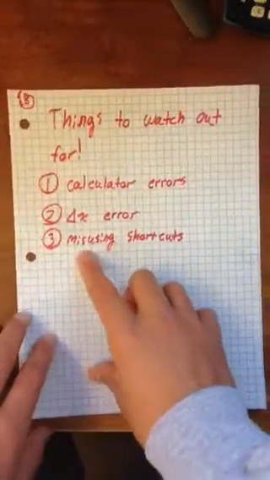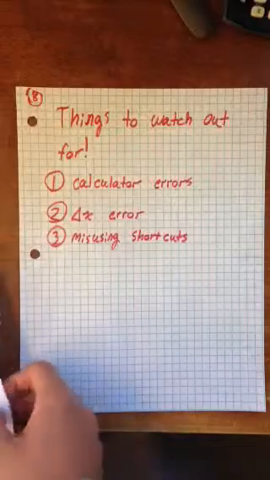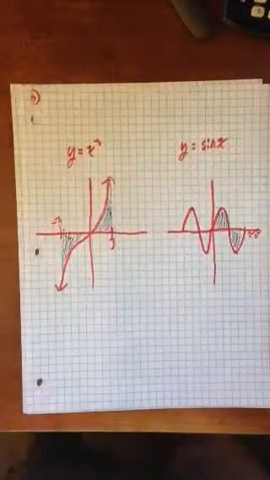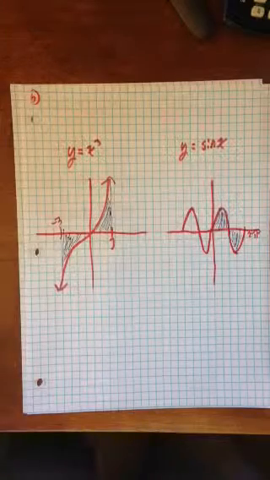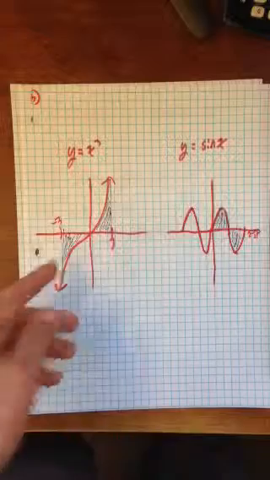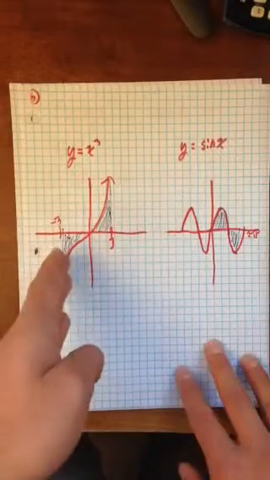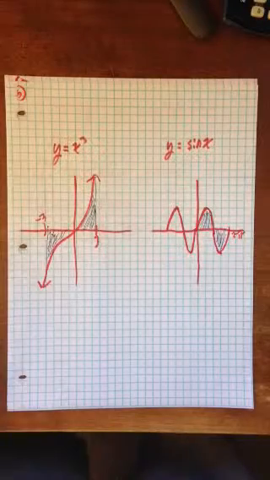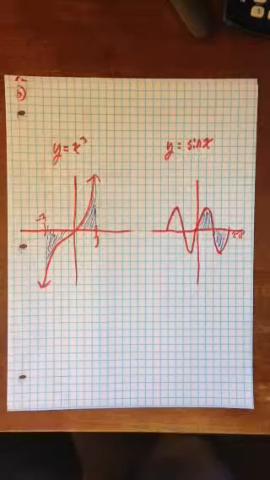Our last error is misusing shortcuts. If you're going really fast through the test and you see y equals x cubed, find the area under the curve, you'd be like, oh, it's an odd function, it's going to be 0. But what if it's like -2 to 3? Then you're going to have that extra area. So it's going to be incorrect if you put 0, because the absolute values of the bounds are not equal to each other.